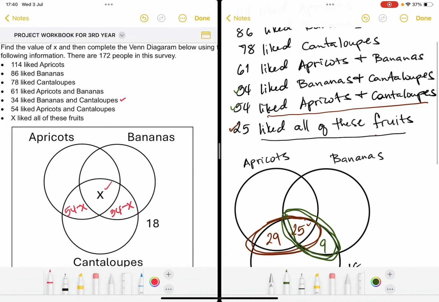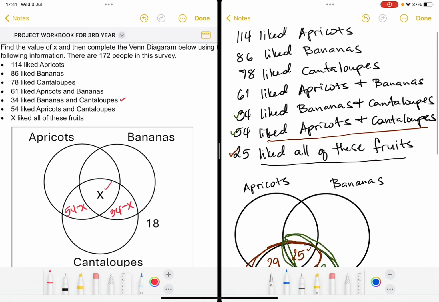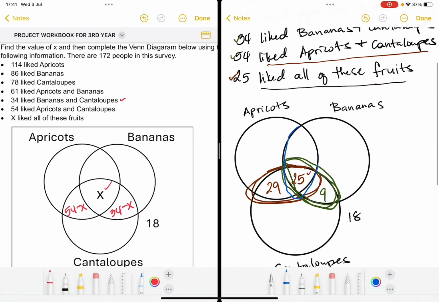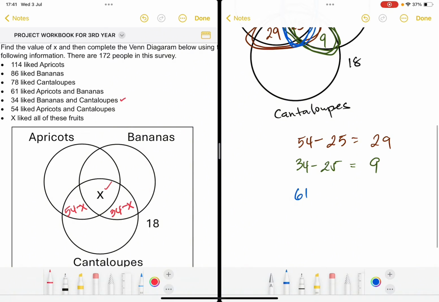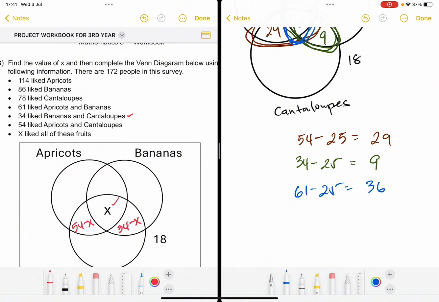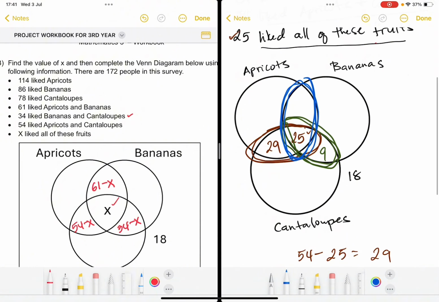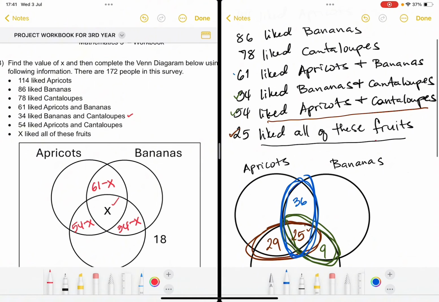61 like apricots and bananas. I'm going to use, let's try blue. 61 like apricots and bananas, this area. So 61 minus 25, we have 36. The same thing we are going to do on the left side with the variable x. So 61 minus x. Okay, so this is 36. We are done here.